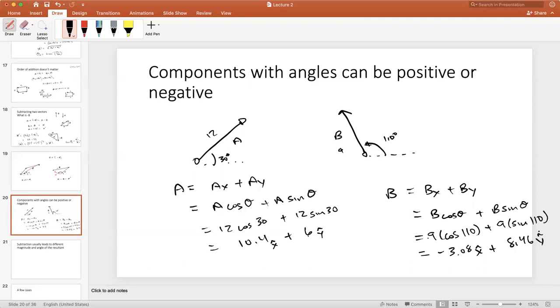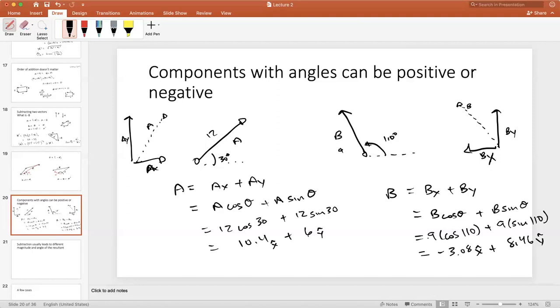Okay, so the idea here is that you would break this up; this would be Bx, and this would be By, and this would be B, that we've broken up into its Y and X components, right? And A, I can break up into AY and AX. And so this is my A, right?